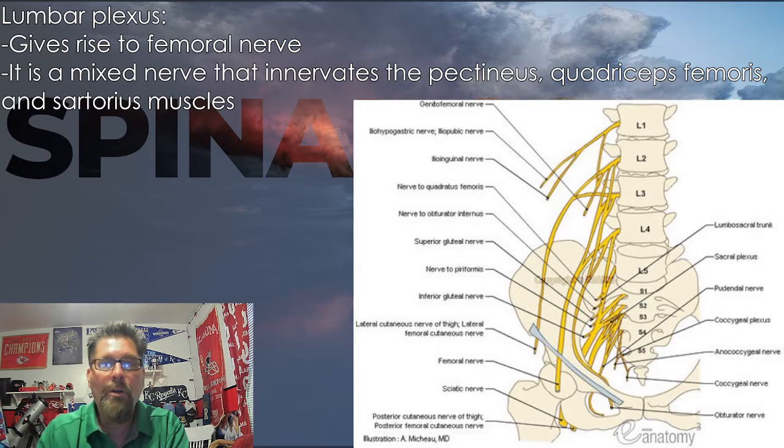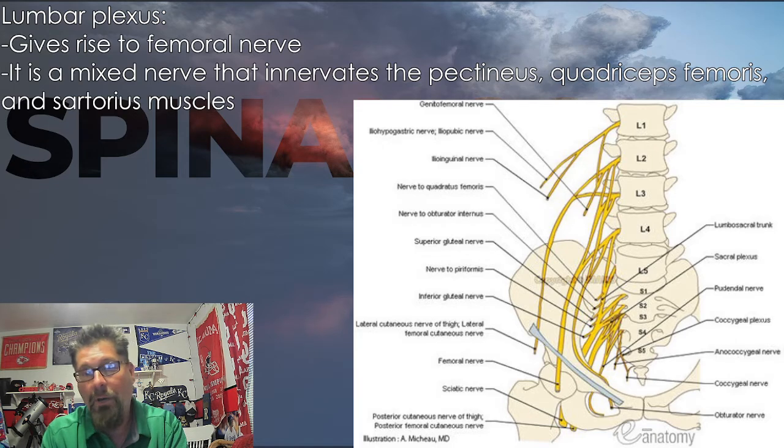Alright, next one we're going to look at is the lumbar plexus, and its main feature, the femoral nerve. The femoral nerve is pretty important because it supplies nerve endings. Again, these are big areas that we're going to be talking about, and as you can see there, you may not know what all those words are, but quadriceps you should know, but the pectineus and the sartorius you probably do not know.